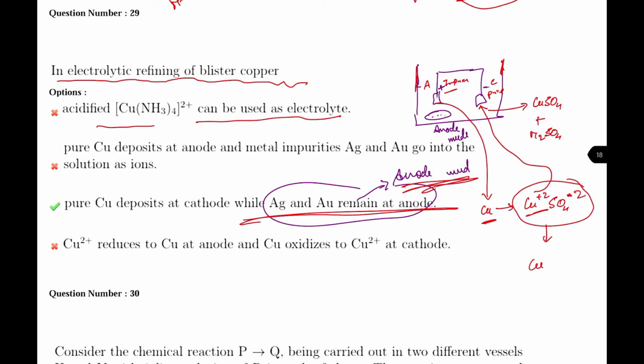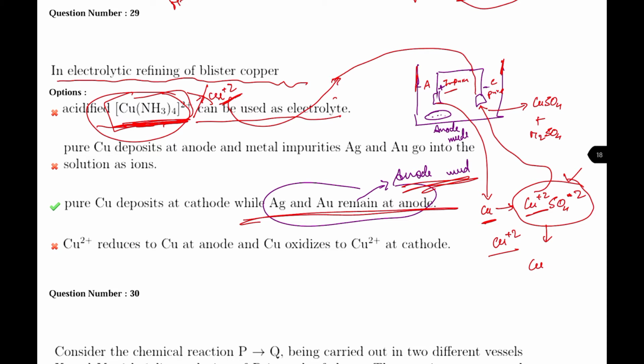So the electrolyte should have copper plus 2 ion, but in this option it is not a copper plus 2 ion. It cannot give copper plus 2, because this whole cation will move as a whole molecule. So copper plus 2 cannot deposit at the cathode, therefore this option is wrong. Second option: pure copper deposits at anode and metal impurities go into the solution as ions, which is totally wrong, it deposits at cathode.